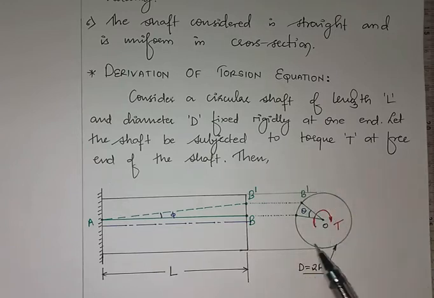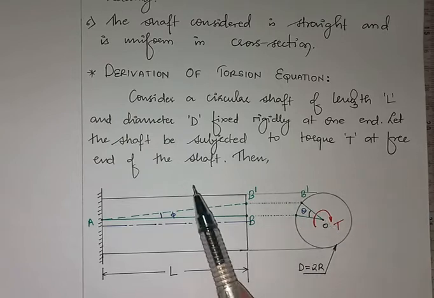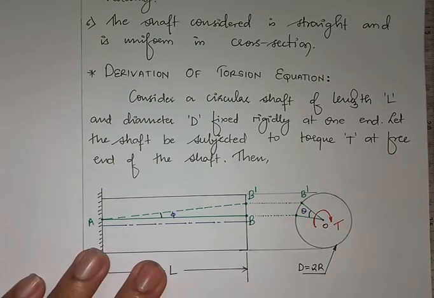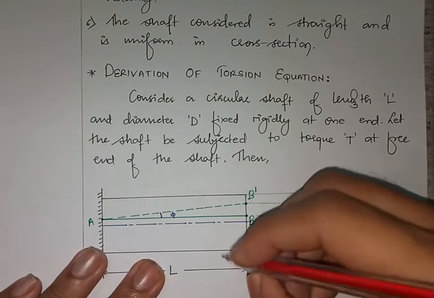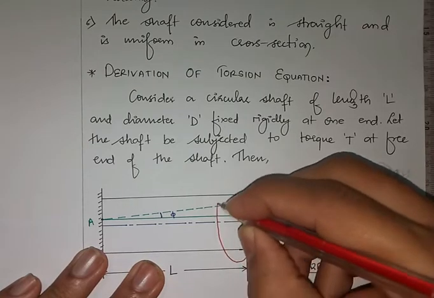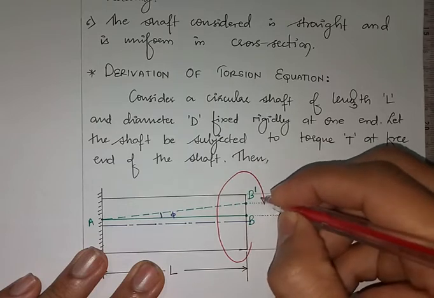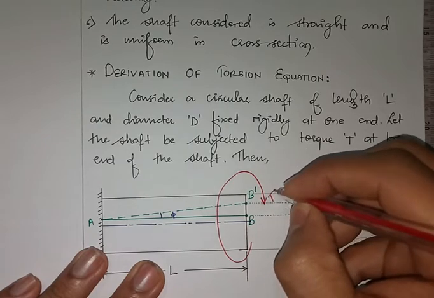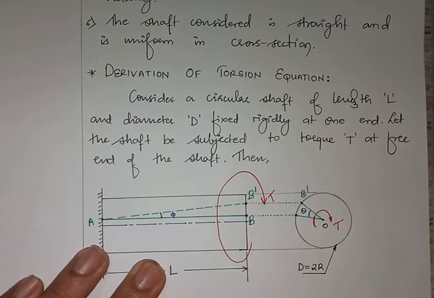Here I have shown in the cross section that it is subject to a torque T on the longitudinal axis at the free end of the shaft. So what I can say here is I can show the torque here as well, since it is at the free end, right? So this is the free end and it is subjected to a torque T.